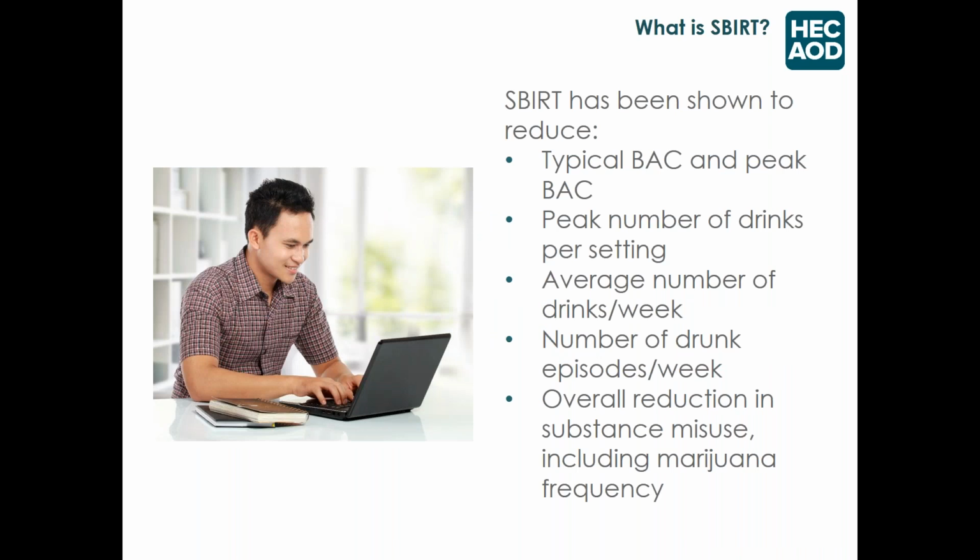As I mentioned, SBIRT is an evidence-based strategy that's been shown to reduce use, specifically the quantity and frequency of alcohol use among a number of populations, including college students. SBIRT's been shown to reduce the typical blood alcohol content and peak blood alcohol content of college students, the number of drinks a student consumes in each setting, the average number of drinks per week, and the number of drunk episodes. The body of research around SBIRT is much more significant as it relates to alcohol use, but there is a growing body of research that shows that it can be effective with other substances and has been shown to cause an overall reduction in substance misuse, including the frequency of marijuana use.